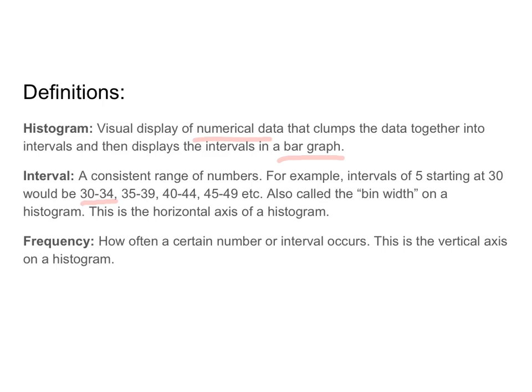That's 5 numbers. In a histogram, this is also called the bin width because it's like the width of one of the bars. When we graph it, this is going to be the horizontal axis on the histogram. And then the frequency, that's how often a certain number or interval occurs. So it's the vertical axis on a histogram. So if there were 10 numbers that fell between 30 and 34, then the frequency would be 10.